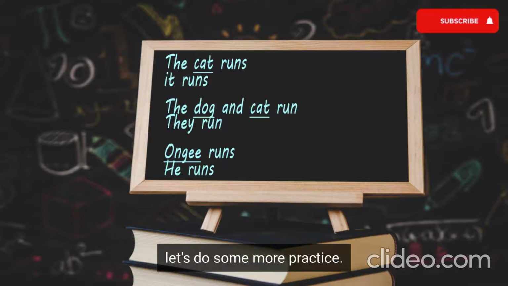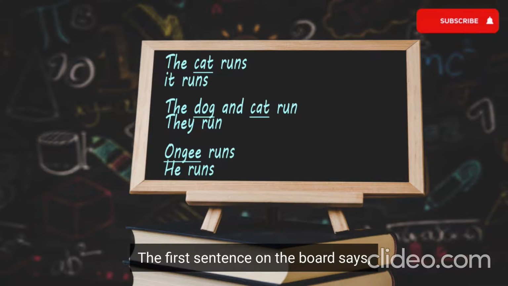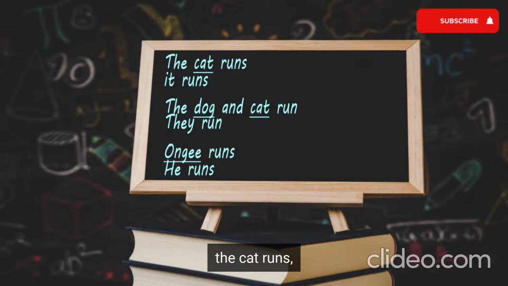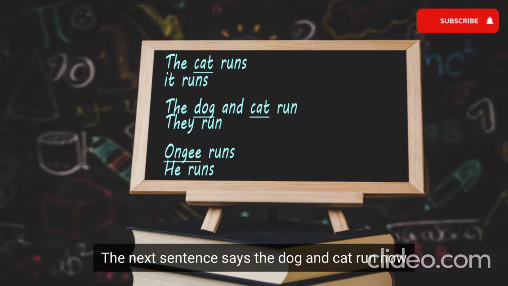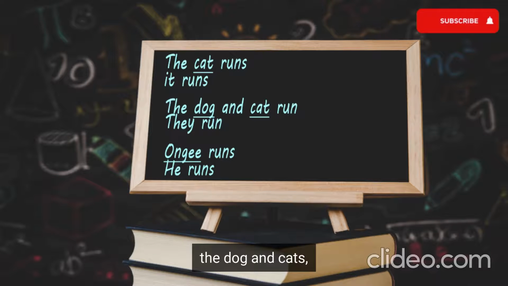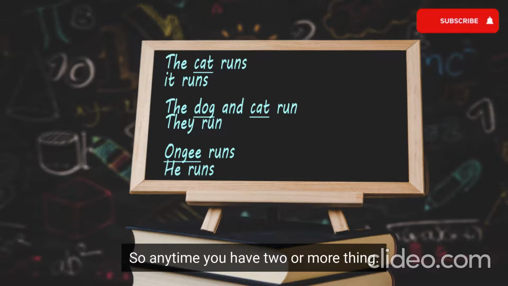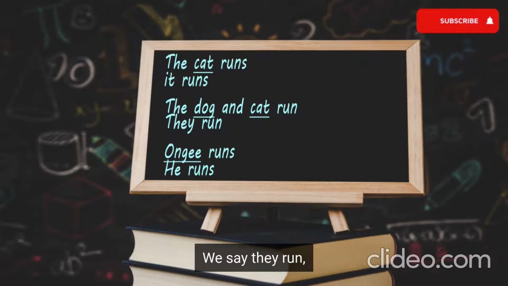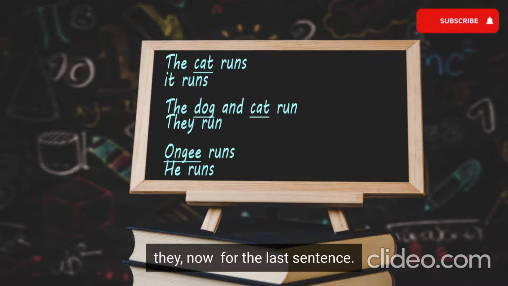Okay, let's do some more practice. The first sentence on the board says, the cat runs. The cat is an animal, so we have to say it runs. The next sentence says, the dog and cat run. Now, the dog and cat, they are two animals. So anytime you have two or more things, we say they run. They.